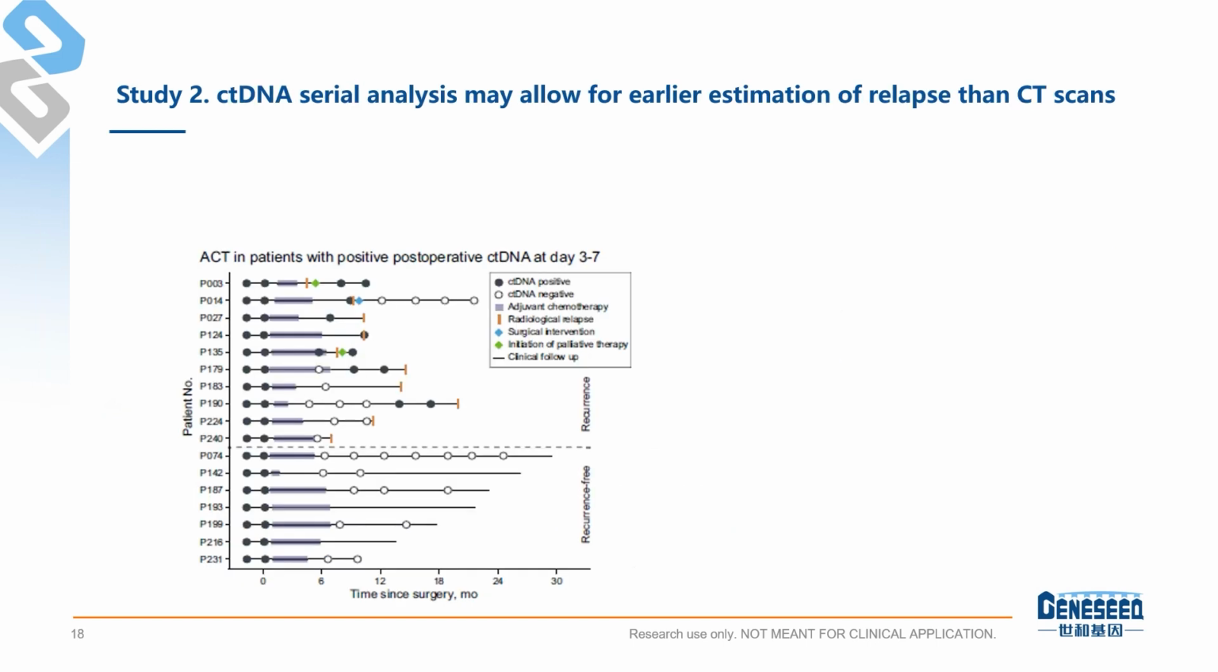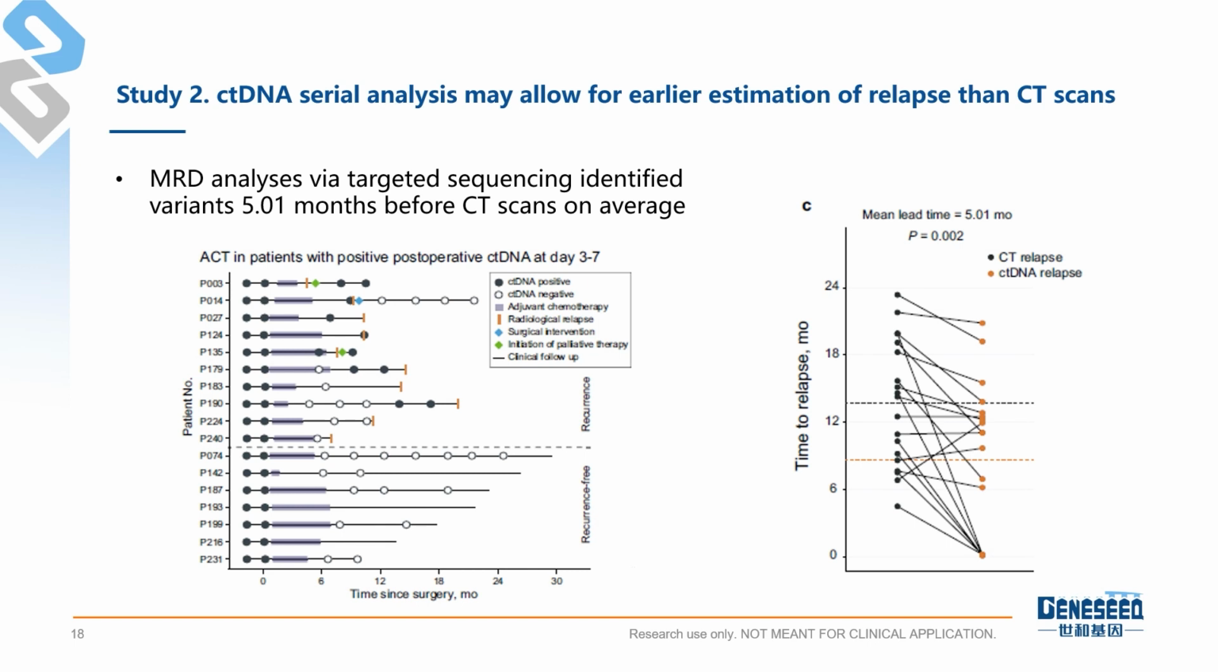Now, following that survival analysis, what we did was compare between our ctDNA detected tumor variant versus the CT scan detected recurrence. And what we found was that MRD analysis via this targeted sequencing method was able to detect tumor variants on average 5 months before CT scans.